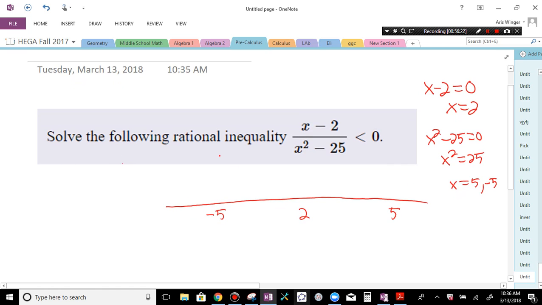Plugging in values into x minus 2 over x squared minus 25. 6 gives a positive. 3 gives a negative. 3 squared minus 25 is negative. 0 gives a positive. And negative 4 trillion gives a negative. Okay. We're looking for the negatives, so it's minus infinity to negative 5 union with 2 to 5.